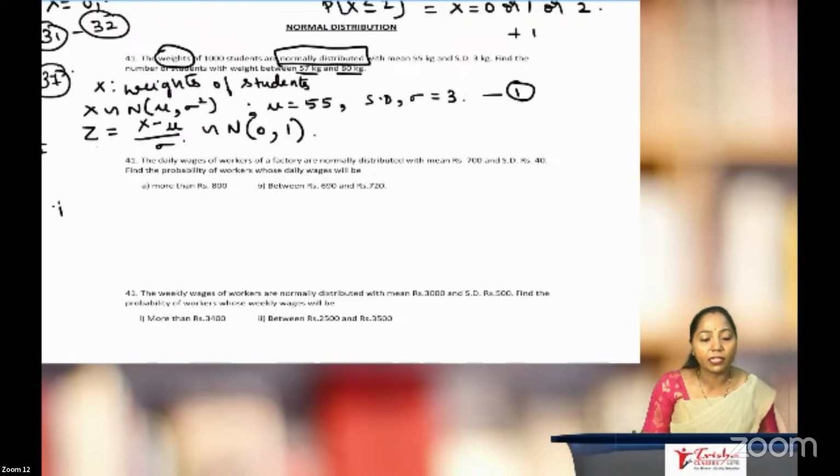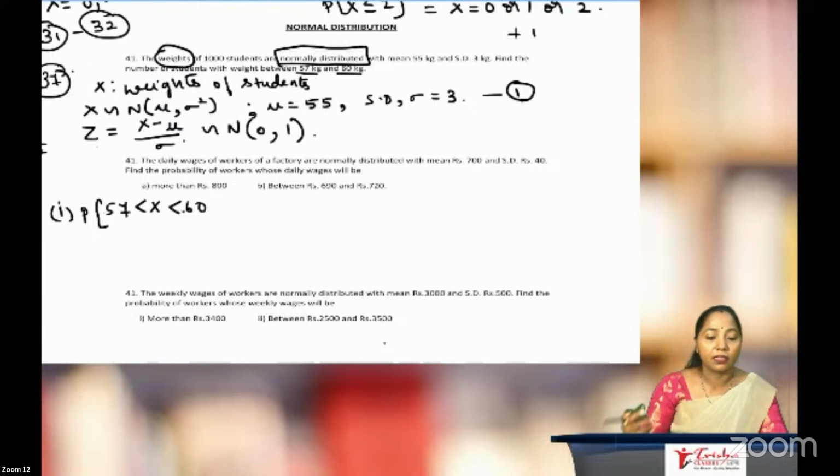So what is the probability that they are asking? The probability that weight lies between 57 and 60 kg. So 57 is less than 60, so your left hand symbol is less. When it is greater, it will be the right hand symbol. Left, L, that is how you can remember: less than, between. So 57 is less than 60.